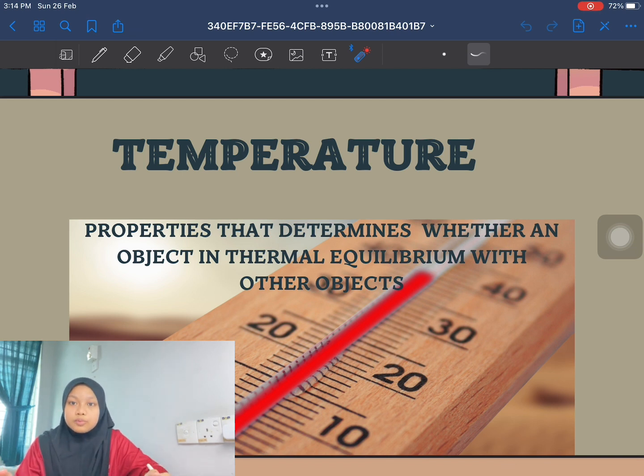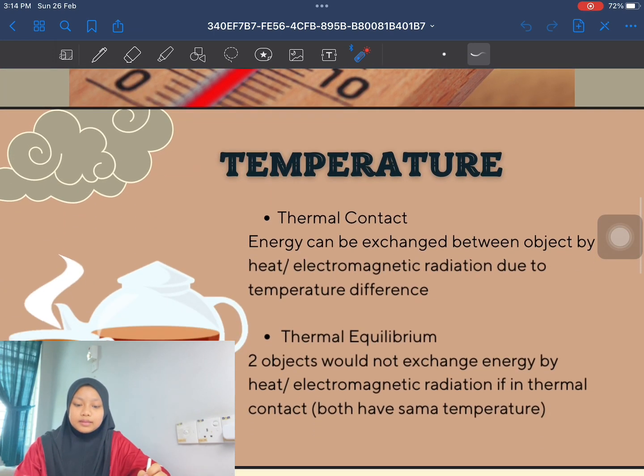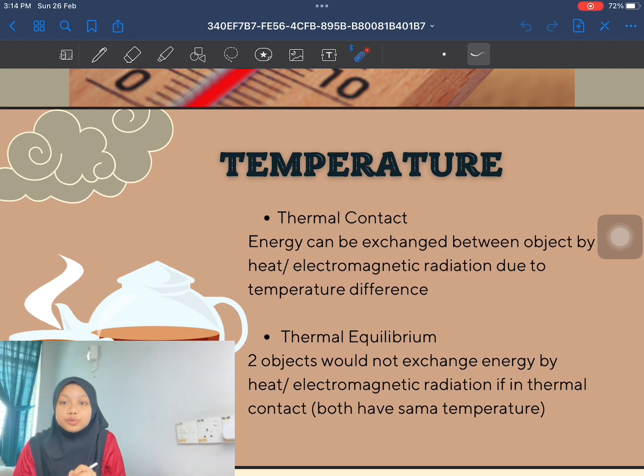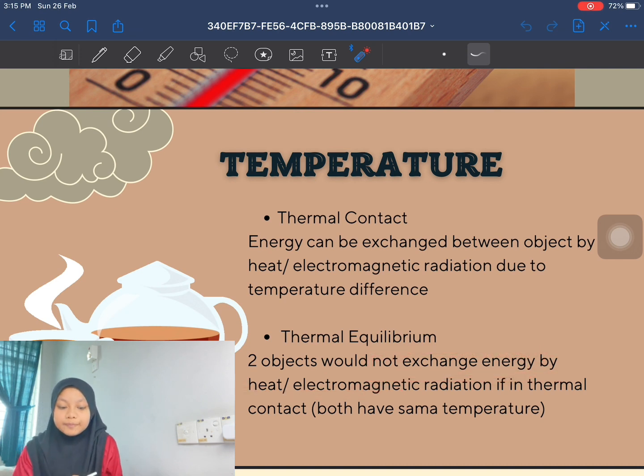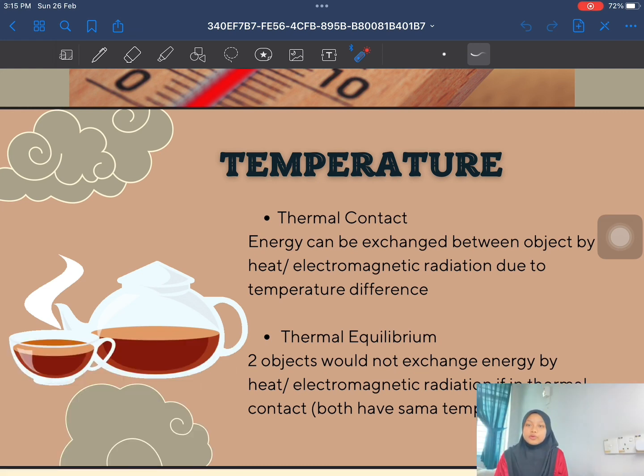For the next slide, we will see the difference between thermal contact and thermal equilibrium. Thermal contact: energy can be exchanged between objects by heat or electromagnetic radiation due to the temperature difference. While in thermal equilibrium, two objects will not exchange energy by heat or electromagnetic radiation because they are at the same temperature.